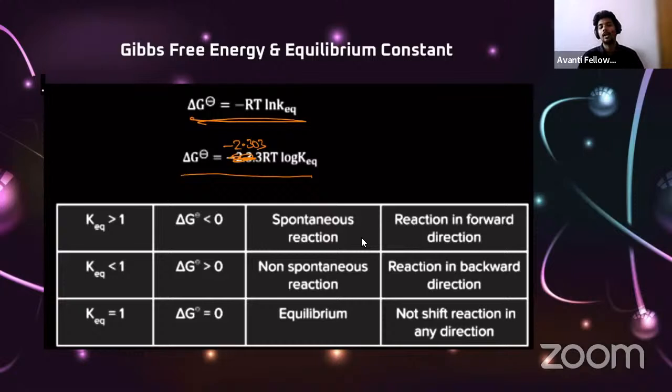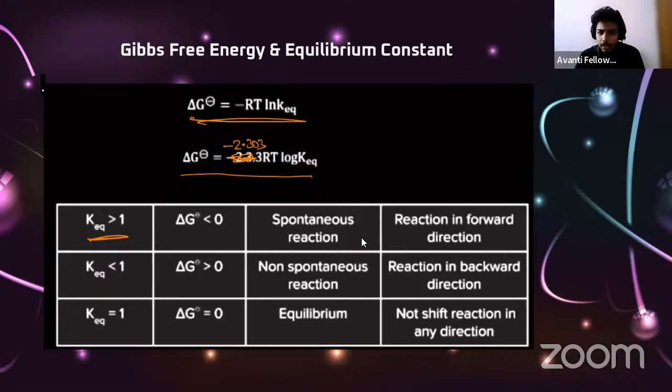So, in that way, you are going to compare whether, if K equilibrium is greater than 1, what is the value for delta G naught? If less than 1, what is the value for delta G naught? And if it is 1, what is the value for delta G naught? That's what we need to see. Okay. Now, in the first case, I am taking K equilibrium greater than 1.